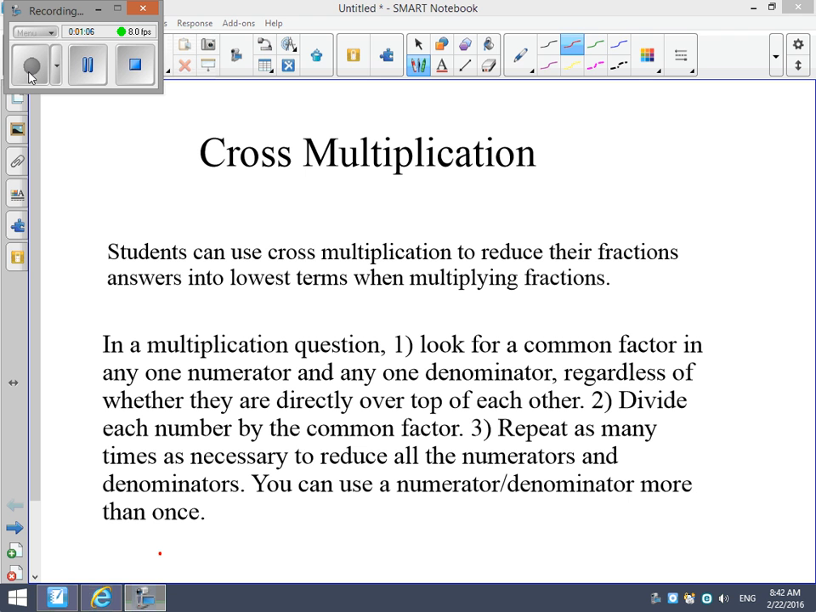But anyhow, for the steps, you're down here. First, you look for a common factor in any numerator and denominator. You look for one on the top, and you look for one on the bottom. And it doesn't matter if they're right over top of each other. Sometimes you have 2 fractions you're multiplying, and we'll even use it with 3 fractions we're multiplying. And you divide each number by the common factor. You're going to repeat this as many times as possible until you run out of common factors in a numerator and a denominator. And I'll show you what we mean right here.